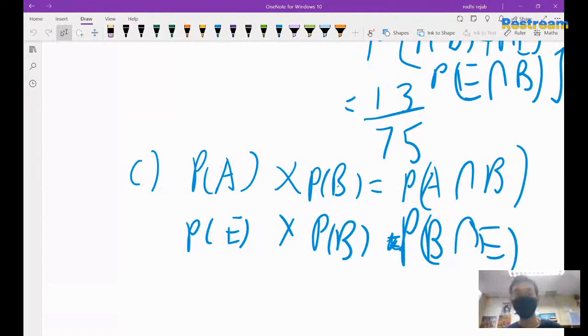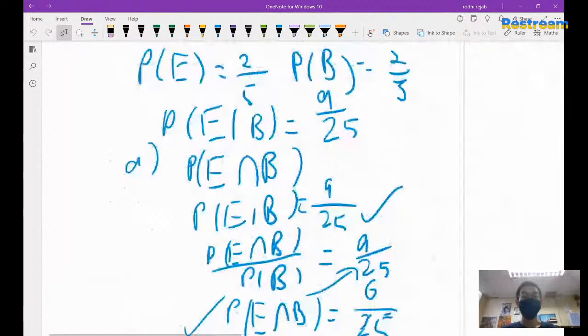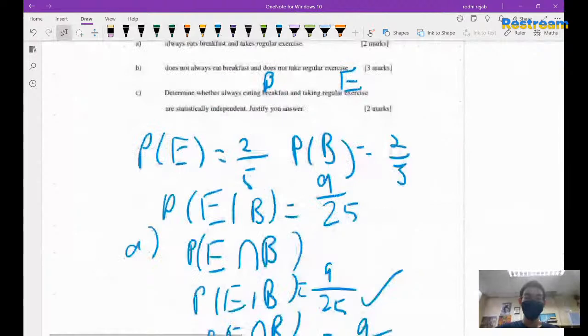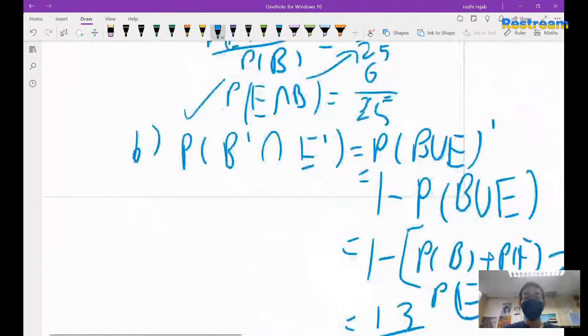Am I correct or am I wrong? Yes, I am correct. For exercise, we have 2/5. For breakfast, we have 2/3, so 2/3 × 2/5, same as 2/5 × 2/3. So is it equal to B intersect E? B intersect E, E intersect B is 6/25.